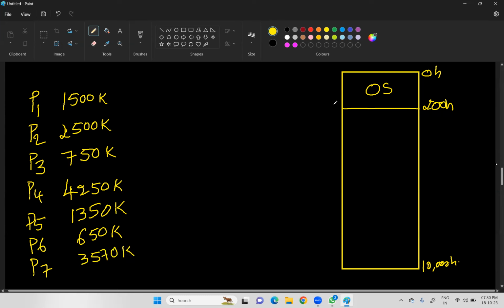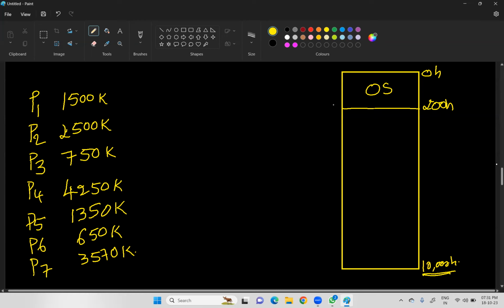3,570 kilobytes are required. For example, these are the processes which are available within the memory. Here you just mentioned 10,000, so that the application is easy to understand. Now you can see P1 is allocated. P1 requires approximately 1,500 kilobytes. P2 requires 2,500, P3 requires 750, P4 requires 4,250, P5 1,350, P6 650, and P7 requires 3,570 kilobytes.